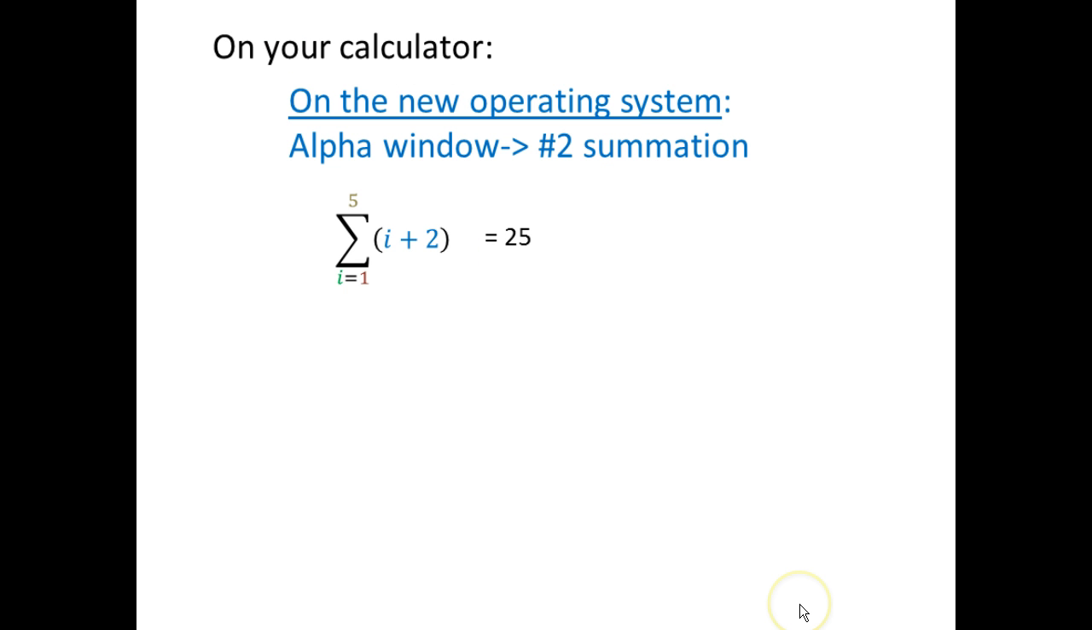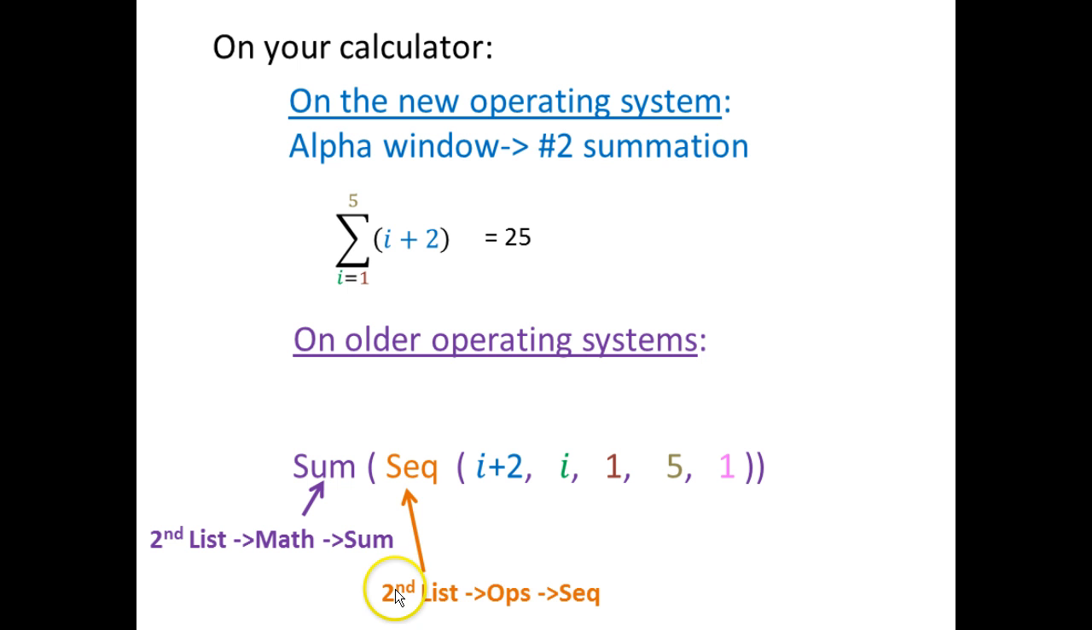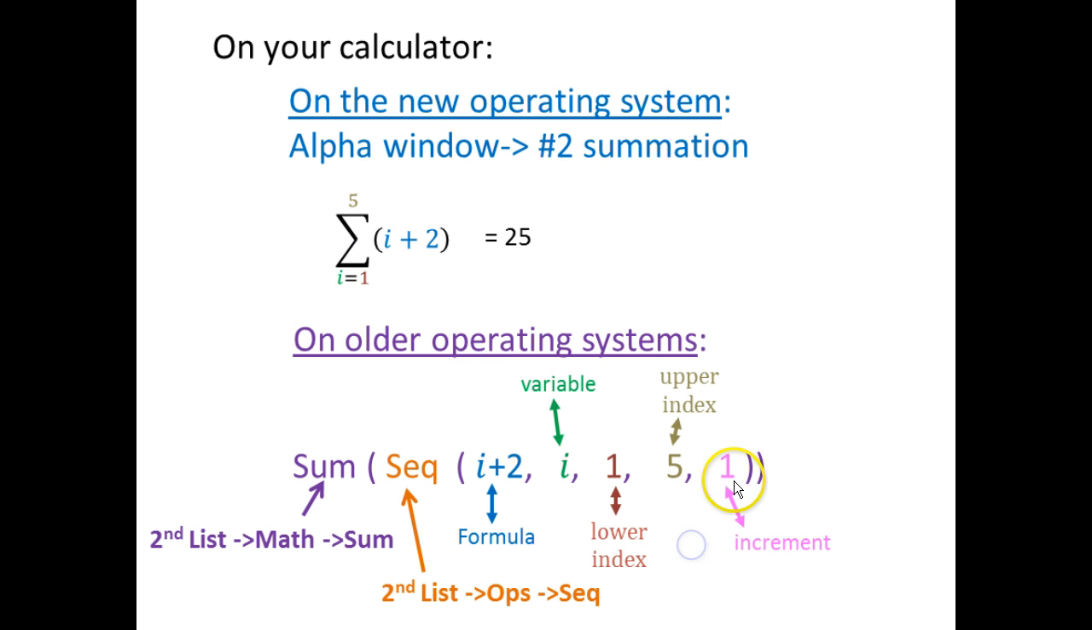Or you could do this on your calculator. On the new operating system, you can use alpha window number 2 summation. That'll bring up a little template and you just fill in the missing parts, hit enter, and it'll give you 25. On the older operating system, you have to go to second list math sum to pick up the word sum, then second list ops sequence to pick up sequence. Then you type in I plus 2, which is your function, the variable I, 1, which is your lower index, 5 is your upper index, and then 1 is an increment.